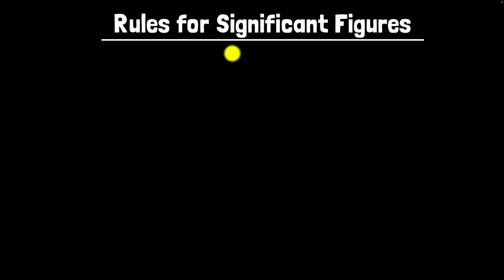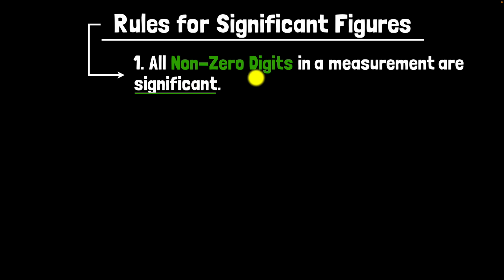So here's how I like to think about it. If you take any digit of a measurement, it can either be a 0 or a non-zero, isn't it? So let's look at them separately. Let's start with the non-zero. What's the rule for significant figures when it comes to non-zero digits? Well, the rule is actually quite straightforward. All non-zero digits in a measurement are significant. Done.